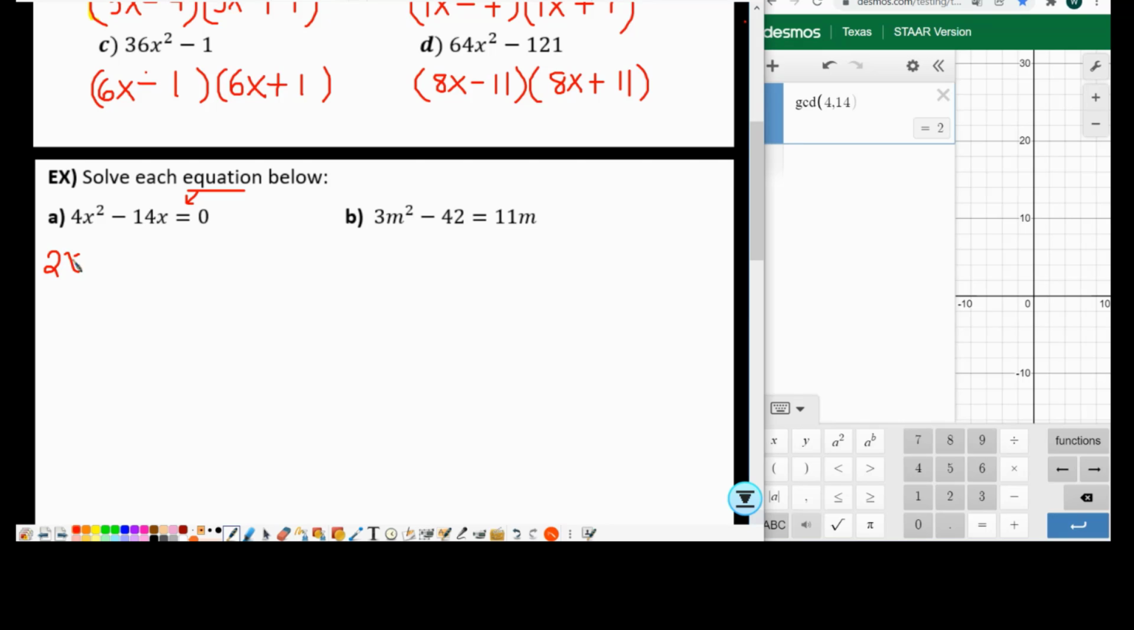And also you can factor out an x. And now that you know what you can factor, open parentheses. 4 divided by 2 is a 2. X squared divided by x is an x. And then negative 14 divided by 2 is negative 7. And x divided by x cancels out. So then equals 0.